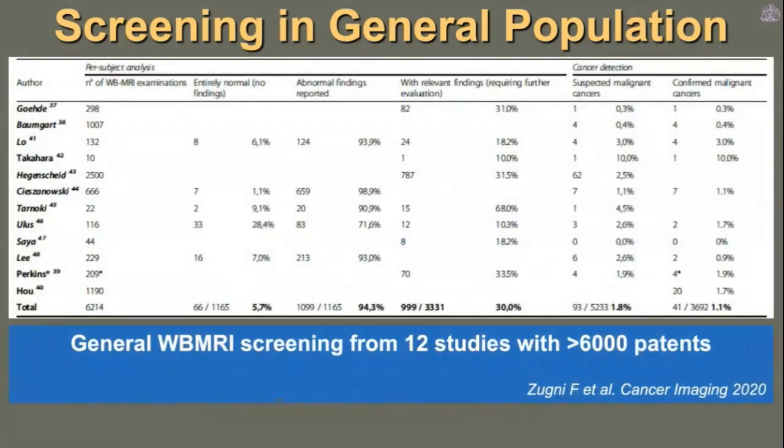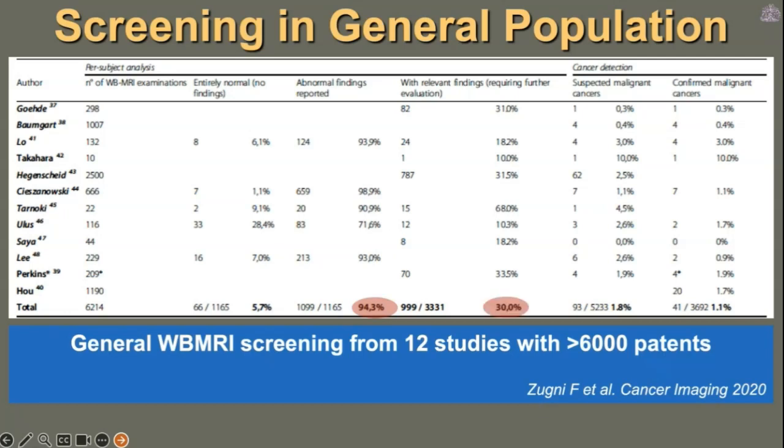So here is a summary of general whole body MRI screening from 12 studies involving over 6,000 patients, with a few interesting findings. First, abnormal findings are very, very common. If you screen a normal population, 94% of them would have some sort of abnormal finding. However, many of these findings are going to be benign. So the balance is that if we do whole body MR screening, we need an appropriate pathway to manage these incidental findings.